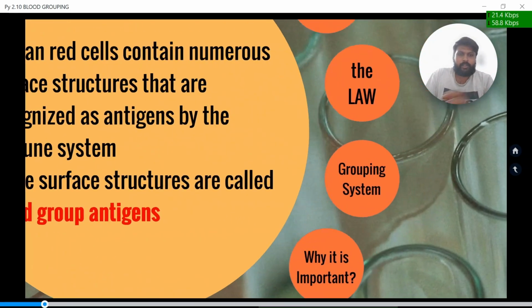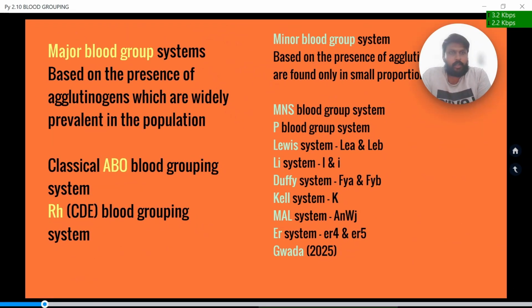So now coming to the grouping system. We have major blood groupings and we have minor blood groupings. Major systems are based on agglutinogens which are very widely present in the population. Not all antigens are present everywhere because we have ethnicity, race, and phenotypes. Not all the population in the world will be carrying the same kind of antigens, because whatever race or ethnicity they are based on, the blood grouping antigens can change. So the antigens which are widely present are all classified under major blood grouping. And if the blood groupings are based on only a very small population, then we classify them as a minor blood group.